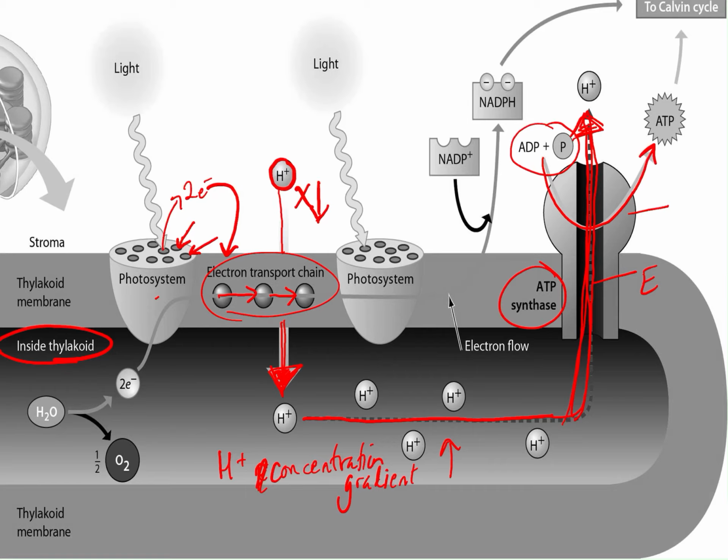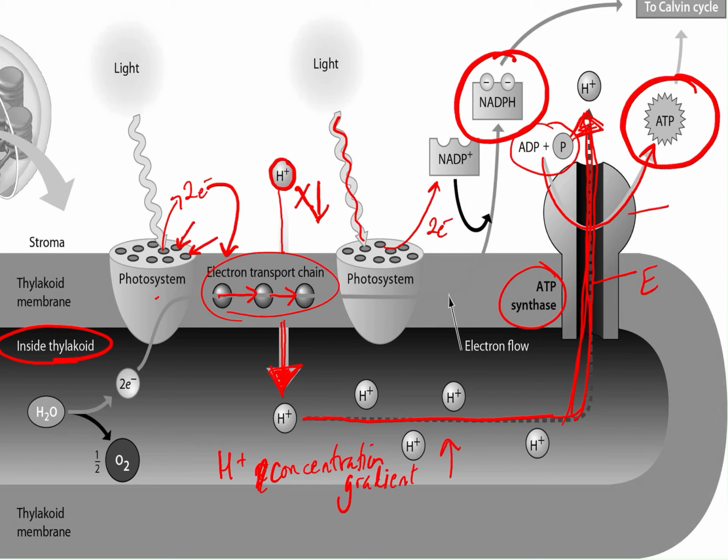So that's photosystem 1. And then photosystem 2, we have the same sunlight coming in. 2 electrons are being catapulted into a higher energy state, but those 2 electrons are going to go right to NADP+, and they're going to make NADPH. So here are our major outputs of the light reaction, because the Calvin cycle needs both NADPH and ATP. Okay?